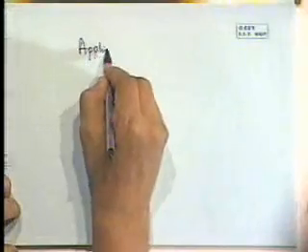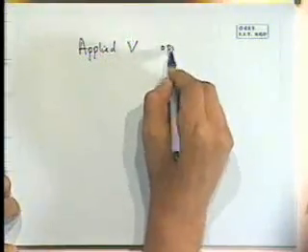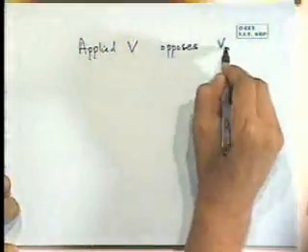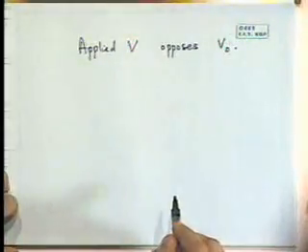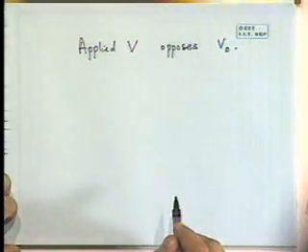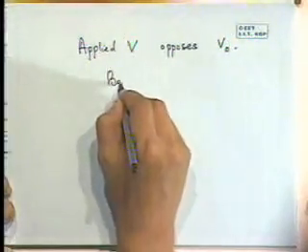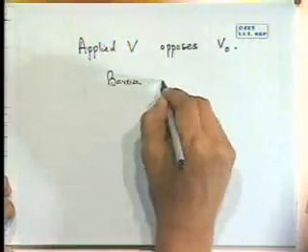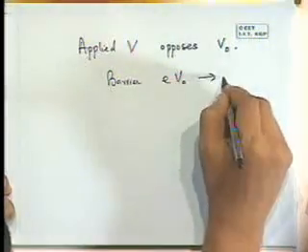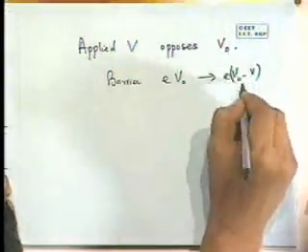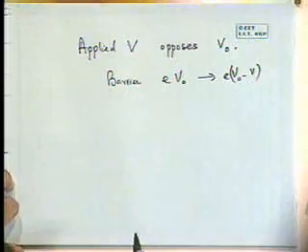So in this case, the applied V opposes V naught, the built-in voltage. And so we will get a shift in the barrier from EV naught to EV naught minus V.